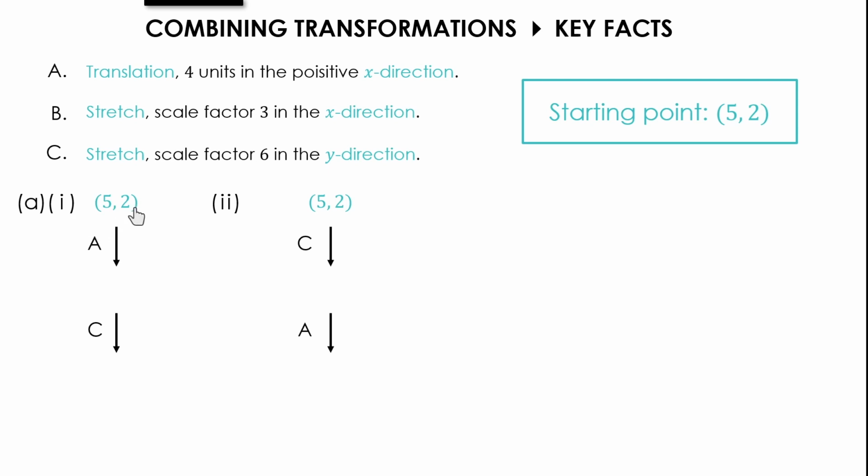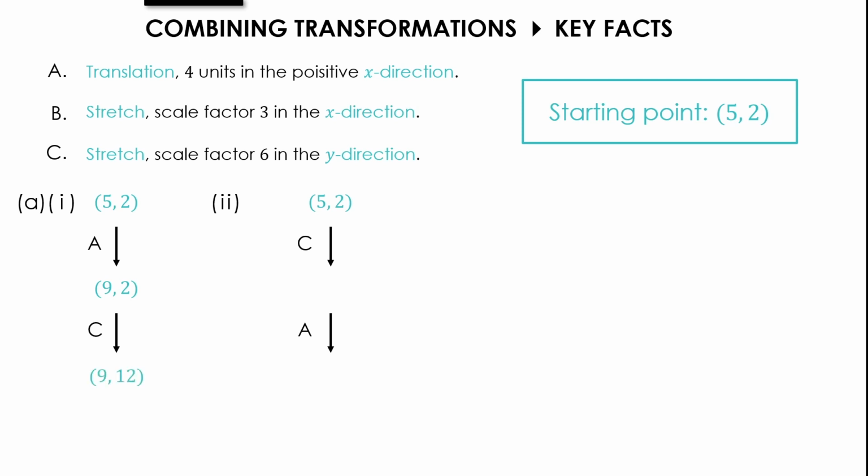So starting at 5, 2, if we apply A, that's a translation 4 units in the positive x direction. That means the x coordinate will move right by 4. That gets us to 9, 2. Then we'll apply C, which is a stretch scale factor 6 in the y direction. The effect of that will be to multiply the y coordinate by 6. That gets us to 9, 12.